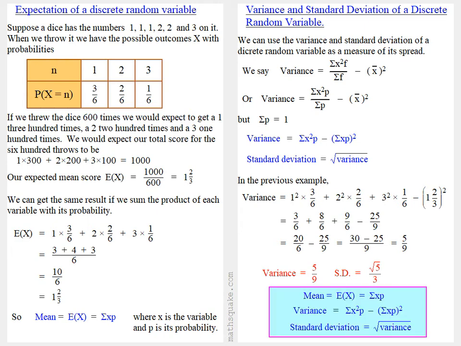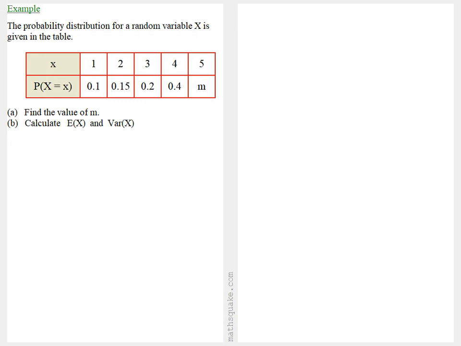So remember, the expectation of x is the sum of the xp's, the variance is the sum of the x squared p's minus the sum of the xp's all squared, and the standard deviation is equal to the square root of the variance. Let's have a look at a couple of examples. In the first one, we're told the probability distribution for a random variable x is given in the table, and we're asked to find the value of m.